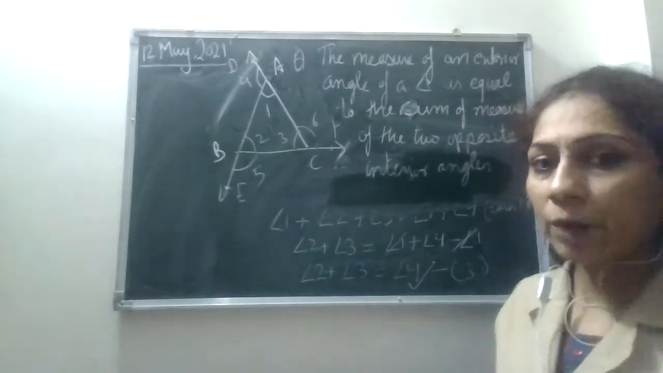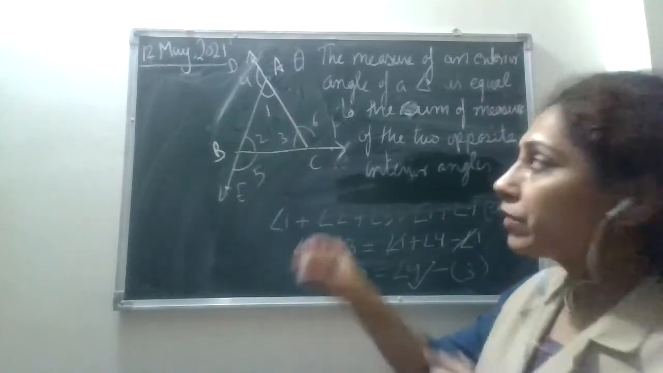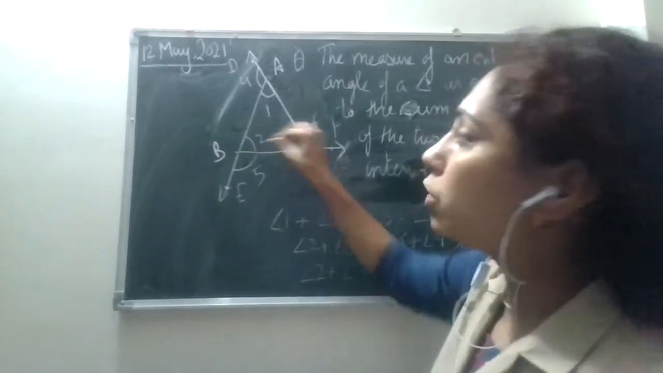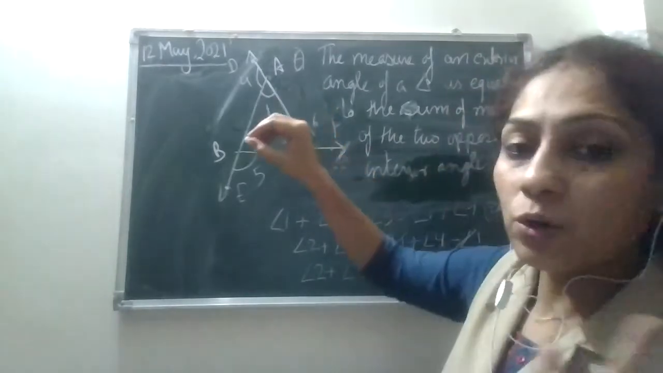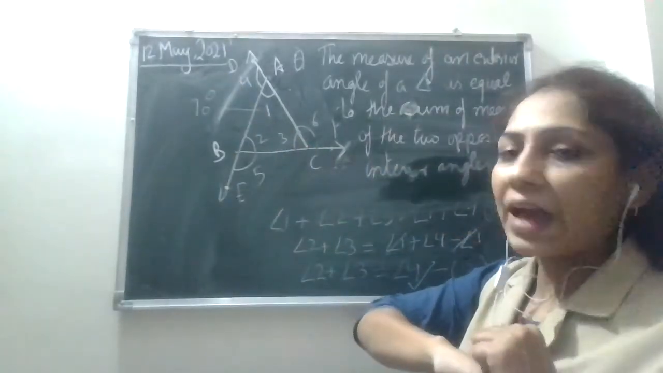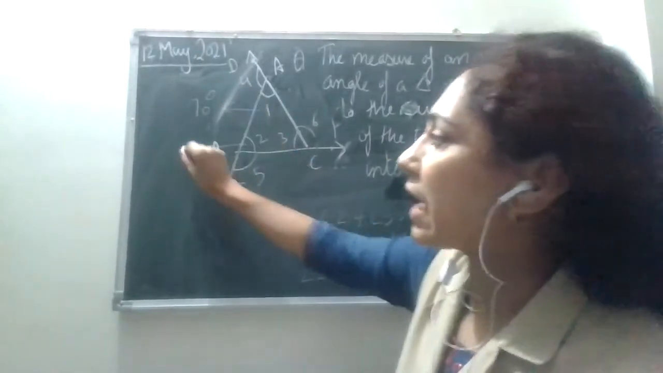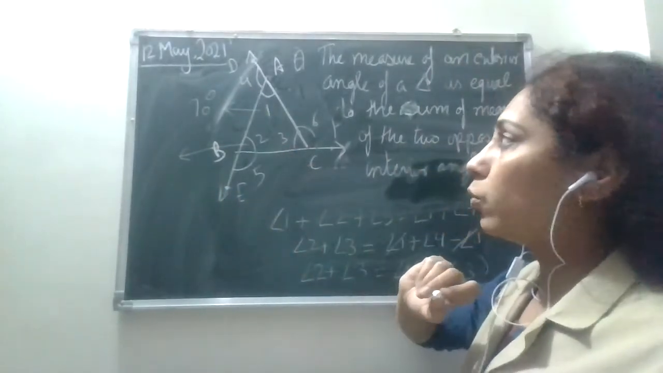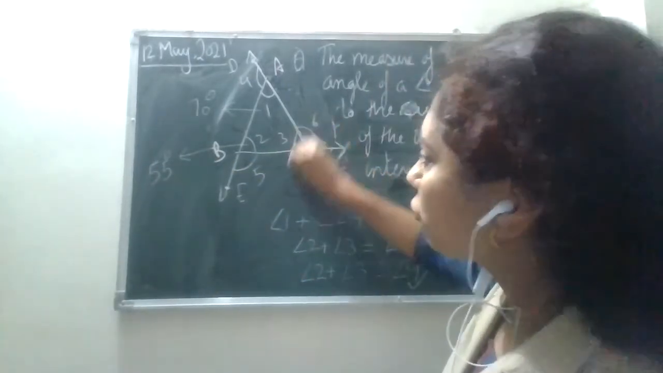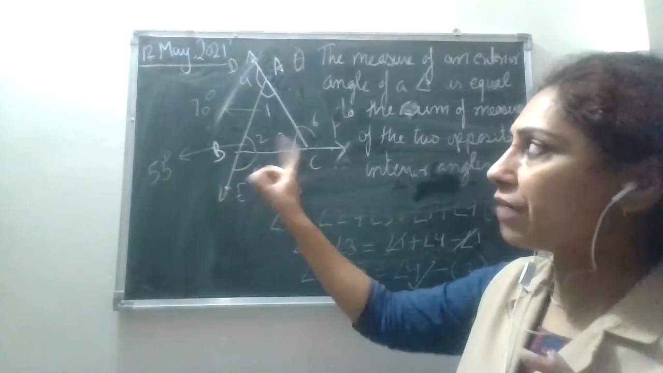With the help of questions only, I'm going to explain how the sum comes out equal. Measure can be anything. Suppose angles 1, 2, 3 have a sum equal to 180 degrees. Let angle 1 be 70 degrees, angle 2 be 55 degrees, and angle 3 also 55 degrees. I marked it: these two are 55 and this is 70.